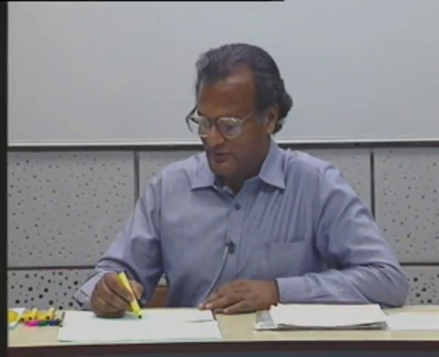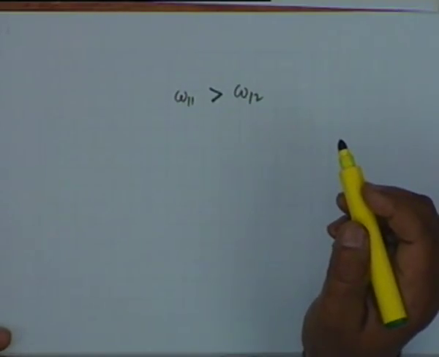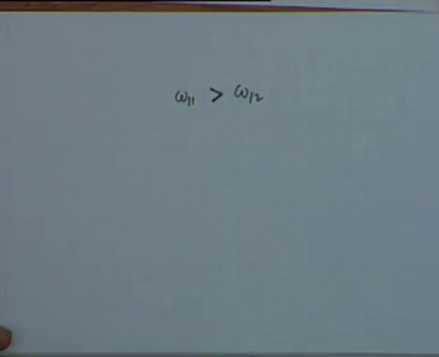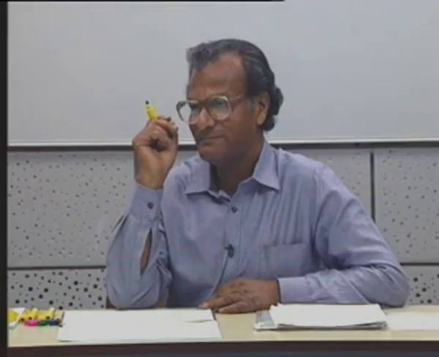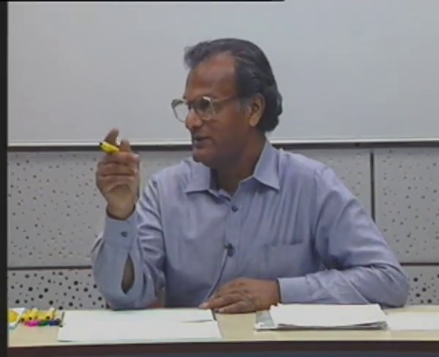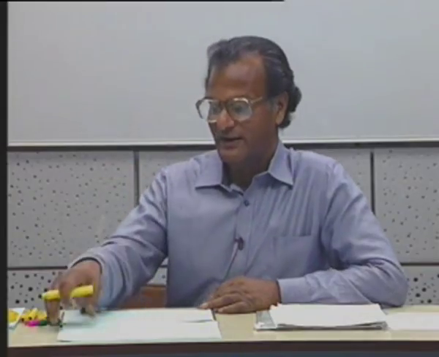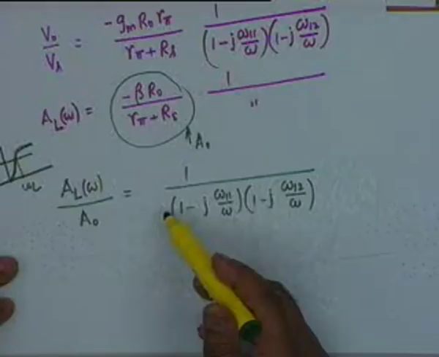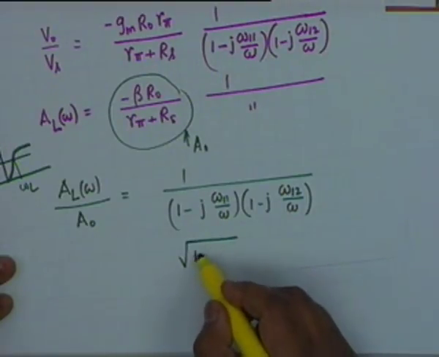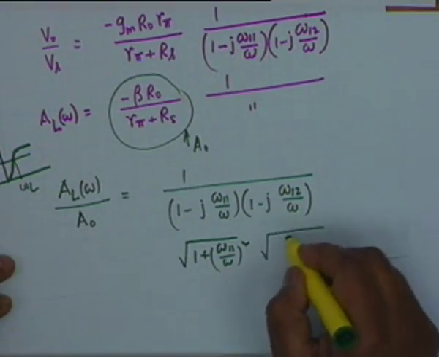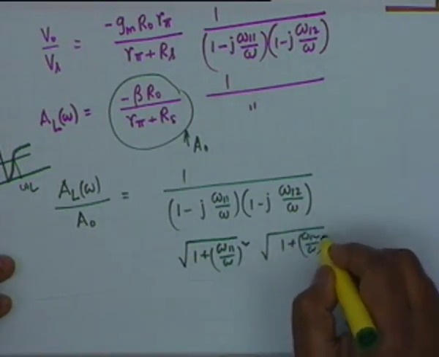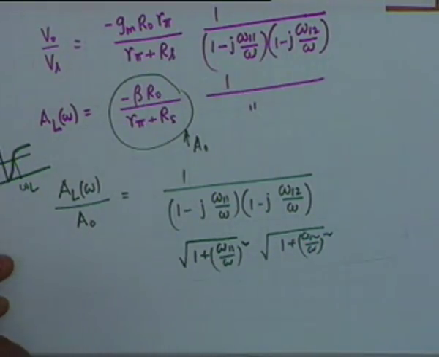Let us say omega 1 1 is greater than omega 1 2, and maybe this greater than is, let us say, of the order of 3 times. What is the square of 3? 9. And much greater than in electrical engineering means 1:10. Now in this case, when I take the magnitude, what is the magnitude of this term? Square root of 1 plus omega 1 1 by omega squared. Now the other term is 1 plus omega 1 2 by omega squared. If one of these terms is approximately 10 times the other term, then obviously one can ignore the other term.